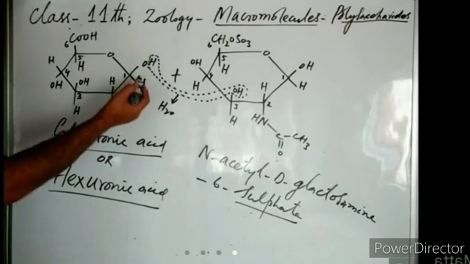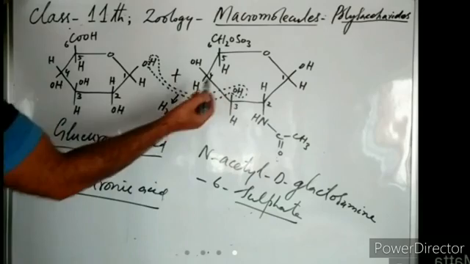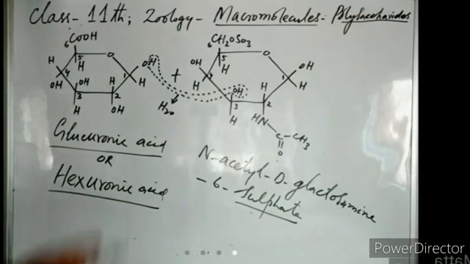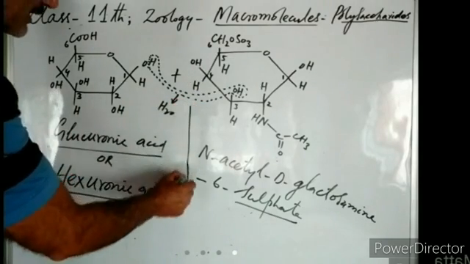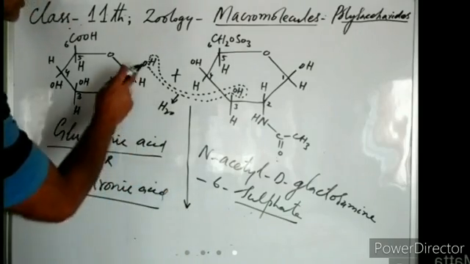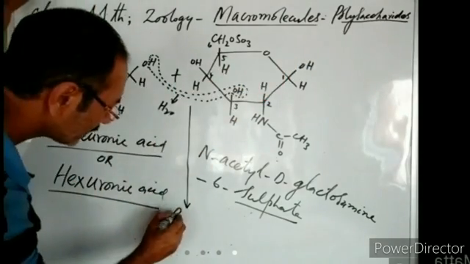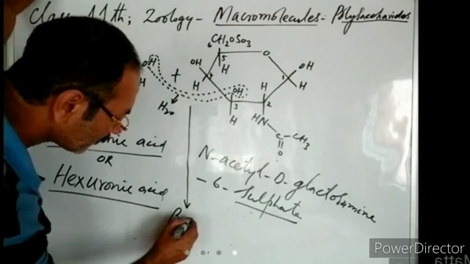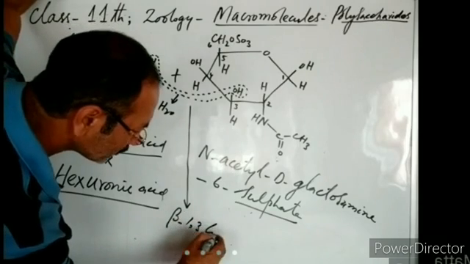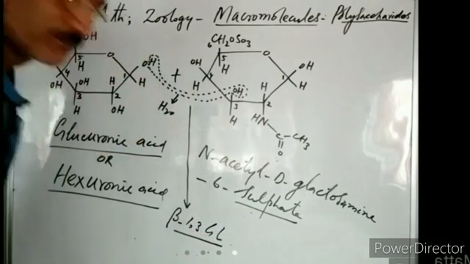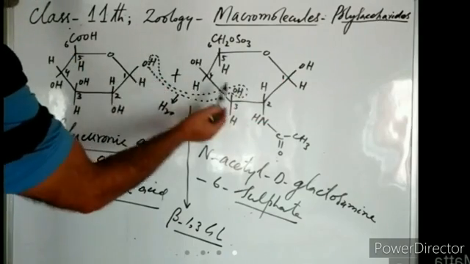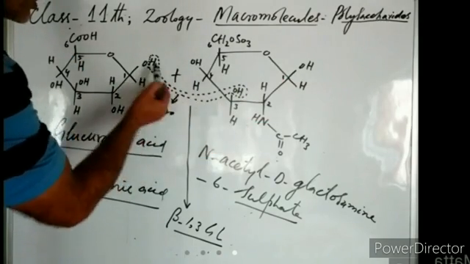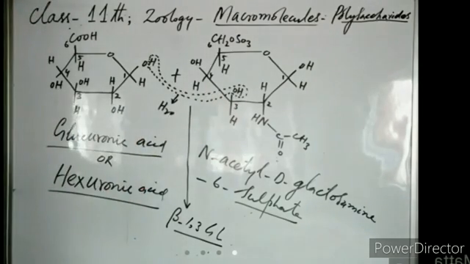Okay. So a bond is formed between carbon first and carbon third. What will this bond be known as? One sugar combining with another sugar. When two sugars combine, what type of linkage do they form? This is a beta sugar, this is a beta sugar. The bond is formed between carbon first and carbon third. So this will be known as beta 1,3 glycosidic linkage.